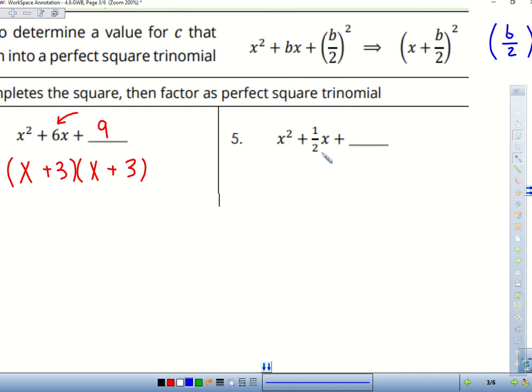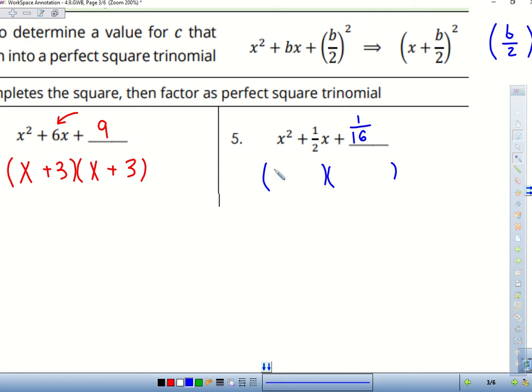So what is half of a half? A quarter, or a fourth. What is a fourth squared? 1/4 squared. What's 1 squared? 1. What's 4 squared? 1/16. Now, nobody's going to sit here and find factors of 1/16 that add up to 2.